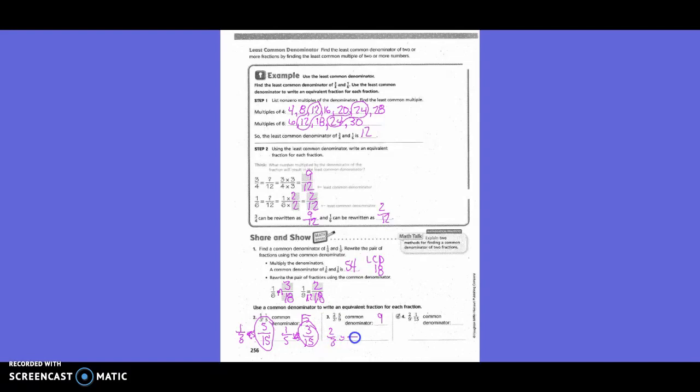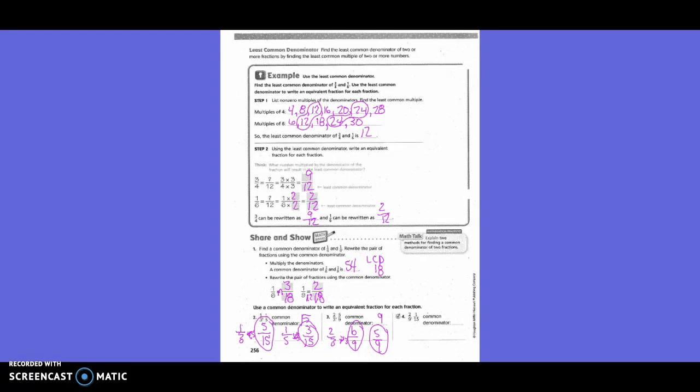So 2/3 equals something over 9. How did I get from 3 to 9? Times 3. So what I do on the bottom, I also have to do on the top. So 2 times 3 is 6. So 6/9. And then do I have to change 5/9? No, because it has the right denominator. So I can just rewrite 5/9.